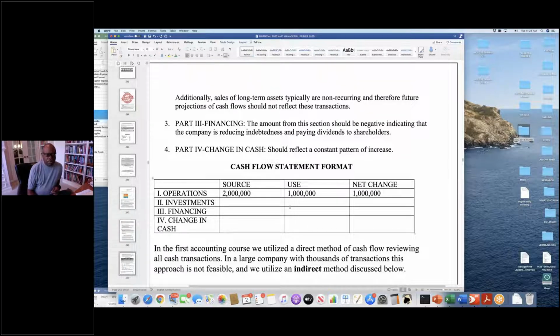What we would like to see in the investment area is that we possibly utilize some of that money, say 400,000, to expand operations. And so the net change here is a minus 400. And in a good company, we are not borrowing money, but we're using that to pay off debts.